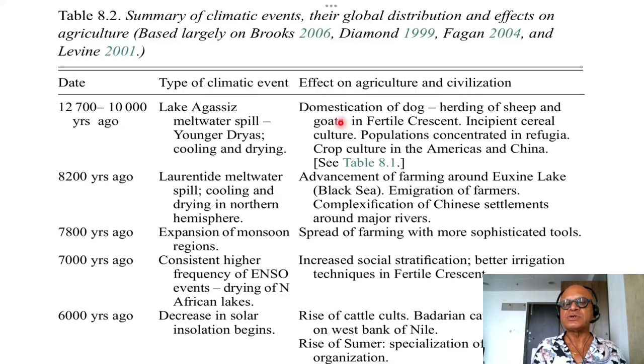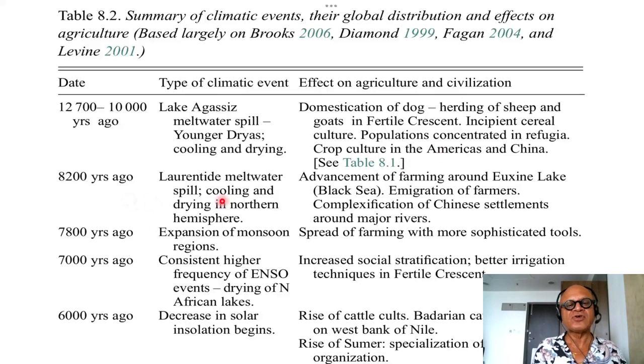So effect on agriculture and civilization: domestication of dog, herding of sheep and goats in the Fertile Crescent, incipient cereal culture, populations concentrated in refugia. The concept of refugia is really important, even though we didn't cover all the topographies of how they get formed, but you should have a good idea that these do get formed based on mountains, valleys, coasts, forests, and so on. Crop culture in the Americas and China.